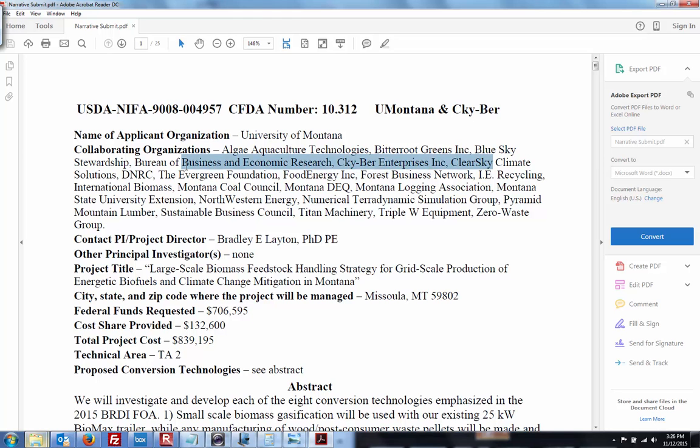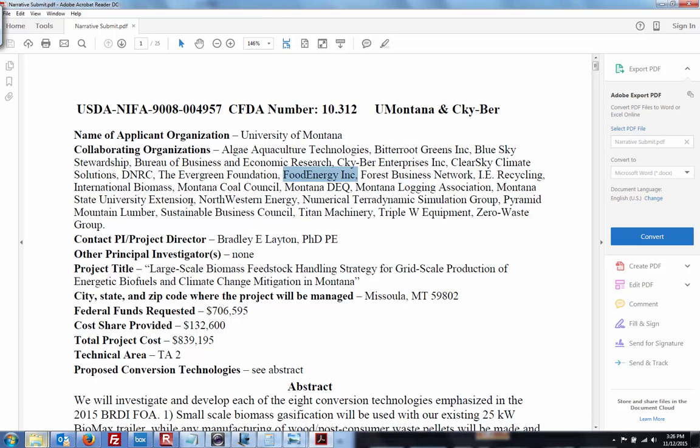Clear Sky Climate Solutions, this is Keegan Eisenstadt. He's an international carbon trader who lives here in Missoula, just up the hill from me. Department of Natural Resources and Conservation. The Evergreen Foundation, so these guys are kind of a Sierra Club for trees, the health of the forests, more or less. Food Energy Inc., this is a little spin-off from Algae Aquatech. Forest Business Network, again, how do you keep the forest healthy, sustainable, making money.